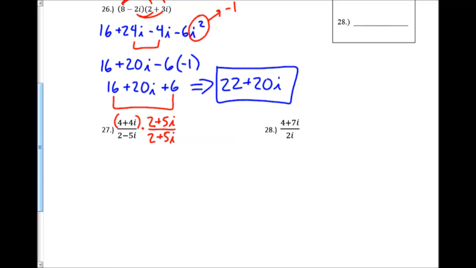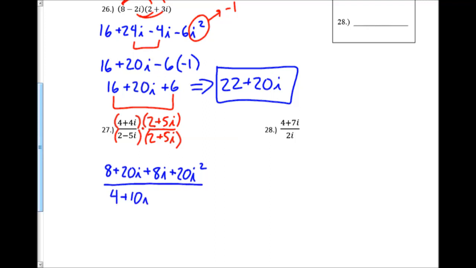And now, in the numerator and denominator, I have to distribute or FOIL. So up top, I distribute the 4. That gives me an 8 plus 20i. I distribute the 4i, which gives me a plus 8i plus 20i squared. In the denominator, I distribute the 2. That gives me a 4 plus 10i. I distribute the negative 5. Gives me a minus 10i minus 25i squared.